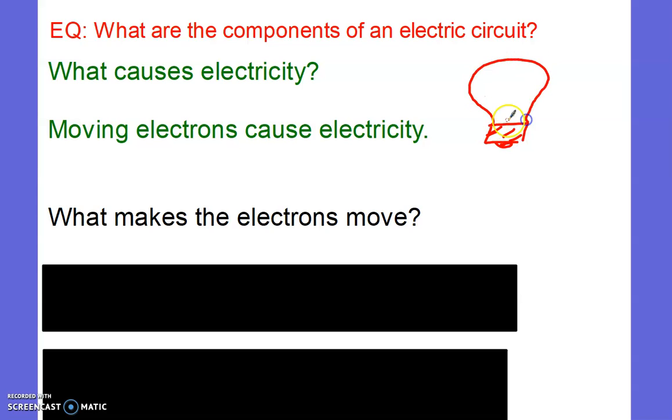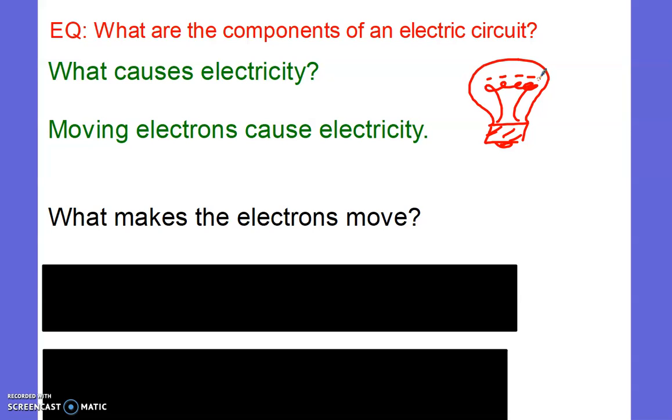And once those electrons within the light bulb begin moving, that is what causes, in this case, the filament of the light bulb to glow. It gets red hot from all that movement and friction of the electrons, and that then gives off the light energy, which we associate with the light bulb. Now, the question is, what makes those electrons move? What starts them moving in the first place?